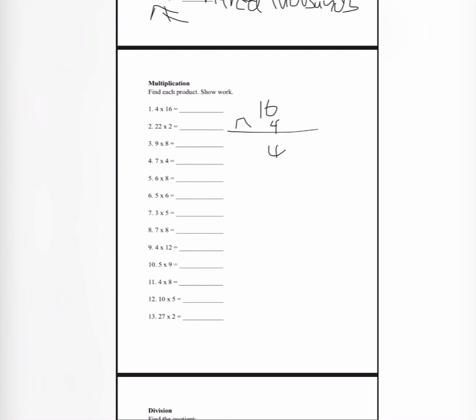Write 4 in the bottom and write 2 on top of the 1. And 4 times 1 is 4, and 4 plus 2 is 6. So number 1 answer is 64. And let's erase this. Number 2 is 22 times 2. 2 times 2 is 4, and also 2 times 2 is 4. So number 2 answer is 44.